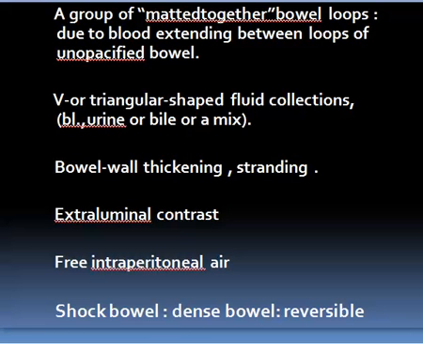A group of matted together loops. Matted together means bowels are arranged together and the spaces in between are obliterated due to blood. This is called matted together loops. We can see V-shaped triangular opacities, that is blood limited by the root of the mesentery.